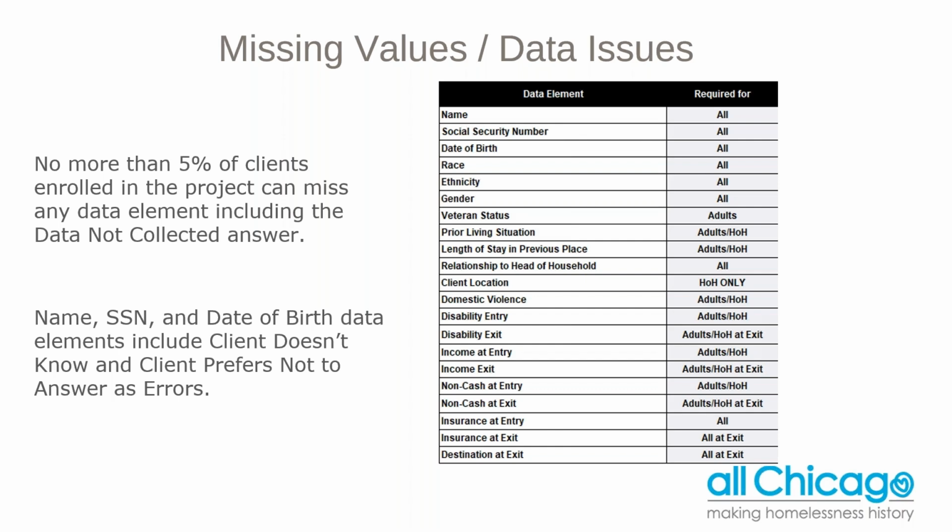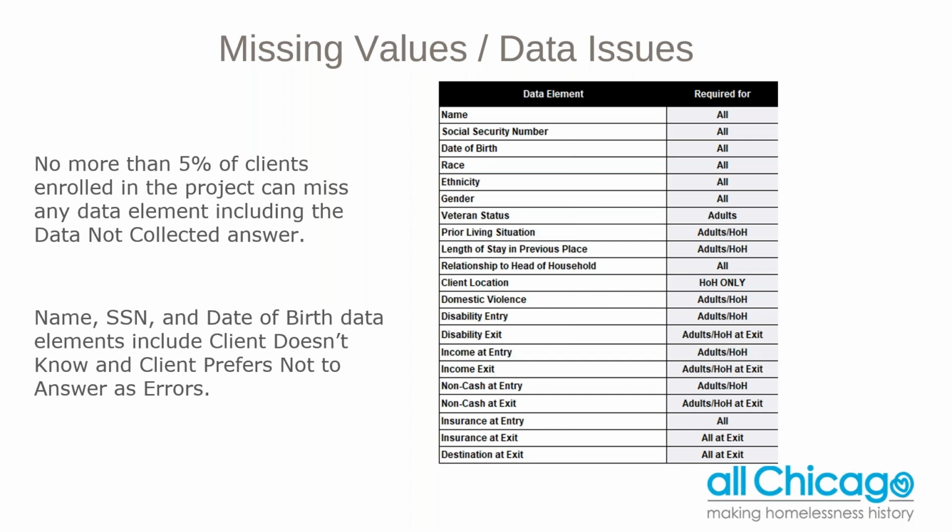For name, social security number, and date of birth data elements, client doesn't know and client prefers not to answer are counted as errors. So what this means is that for all other data elements except name, social security number, and date of birth, if you choose client doesn't know or client prefers not to answer, that's not going to result in an error. Only for name, social security number, and date of birth. Data not collected, if it's chosen for any of the data elements, is going to be represented as a missing value or an error.